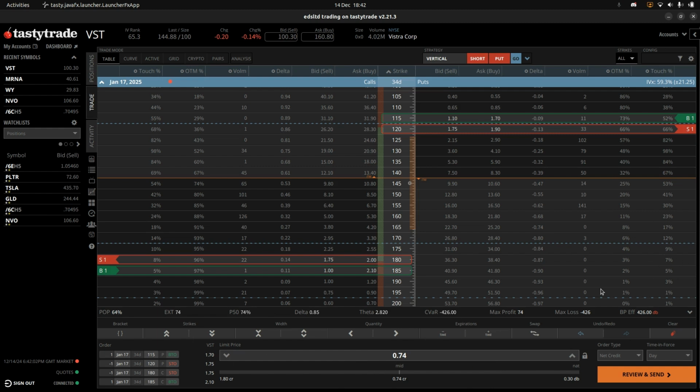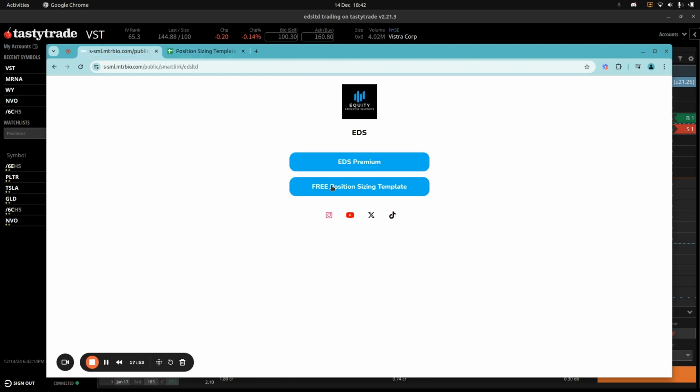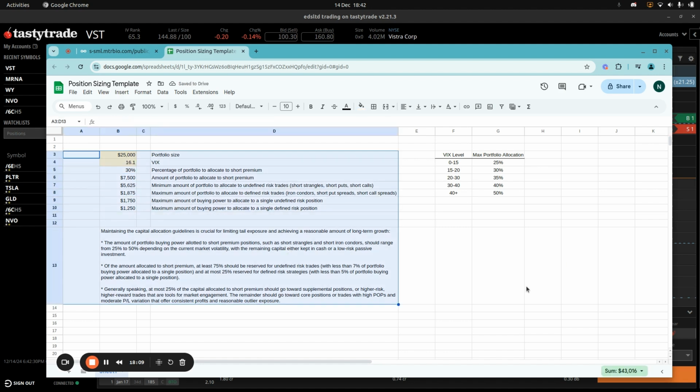How do you know how much buying power you should be allocating to your positions? Well, in order to figure that out, we've created a position sizing template that's free for everybody to use and get a copy of. The link is in the description. Just click on free position sizing template. The way it works is you enter in the size of your portfolio, let's say $25,000, and then you enter in the current VIX level, let's just say 16.1. Everything below will then be automatically calculated for you.